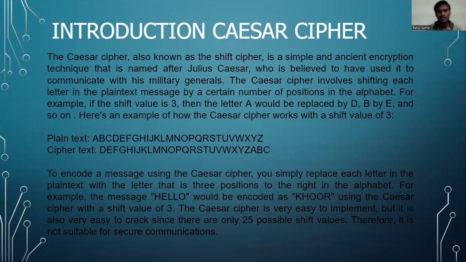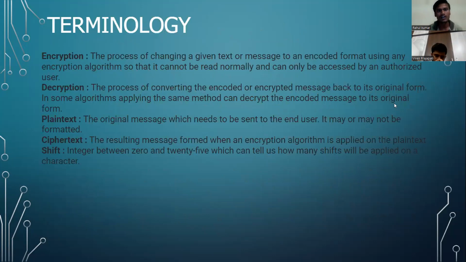For example, if the shifting value is 3, then the letter A will be replaced by D, B is replaced by E, D is replaced by G, and so on. If the shifting value is 4, then A is replaced by E and B is replaced by F, and so on. Now the next slide is the terminology of Caesar Cipher.